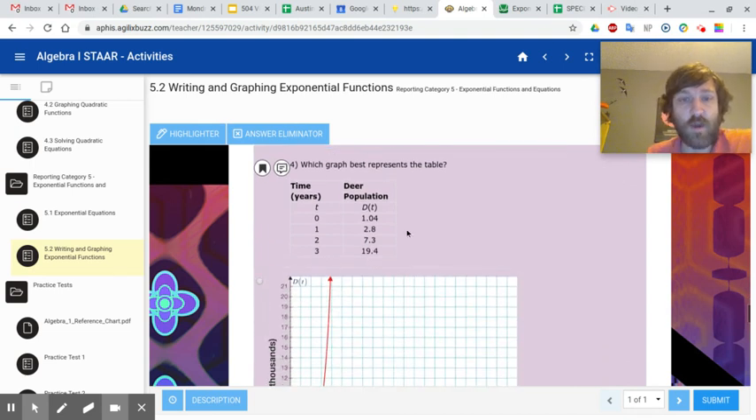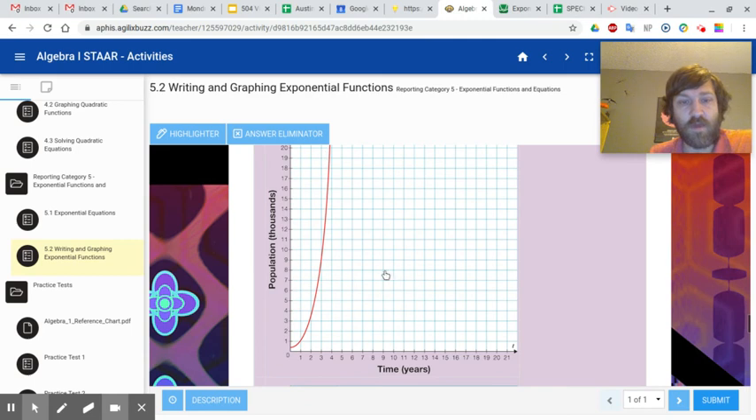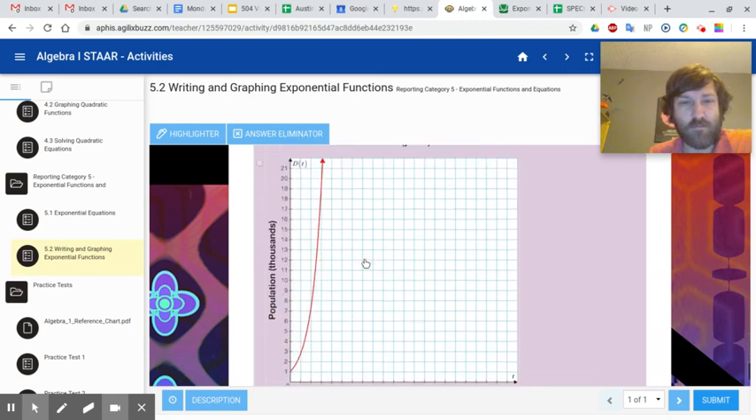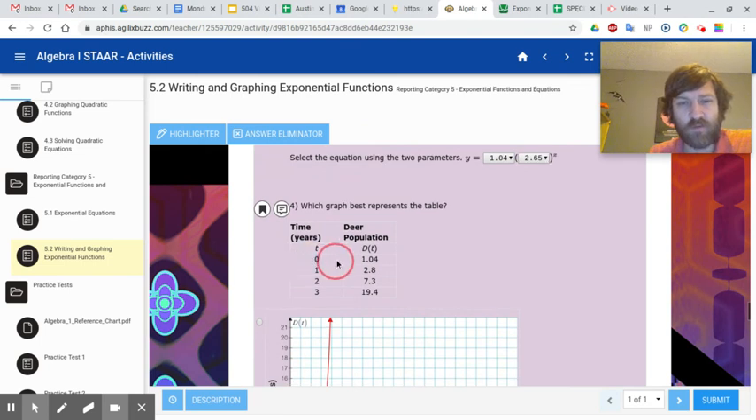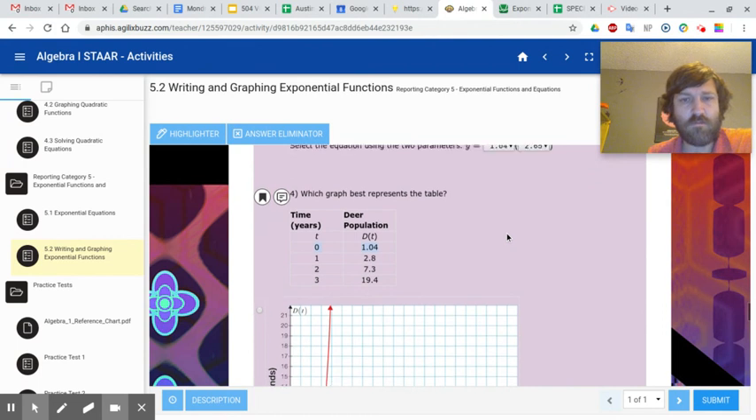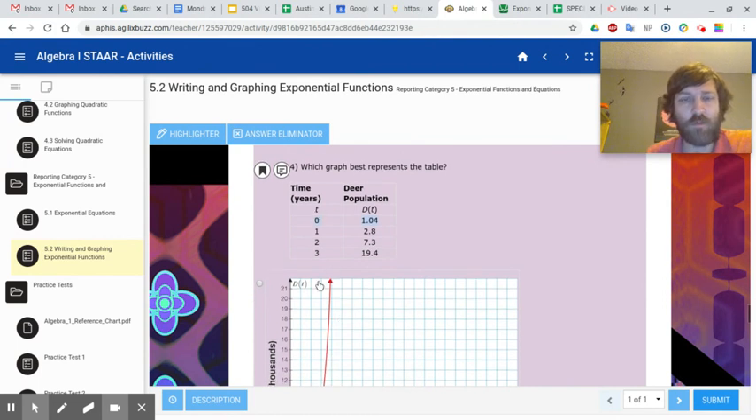Then we get to what graph. And this is just a matter of you finding these points from this table on this graph and making sure which graph matches those points. So I'll let you do that one on your own. Probably the key point here is going to be 1 and 1.04 and whether or not the graph has that point on the graph. And then you can find the others as well. So just match up the points on the graph with the points from this table right here, and you'll be fine.